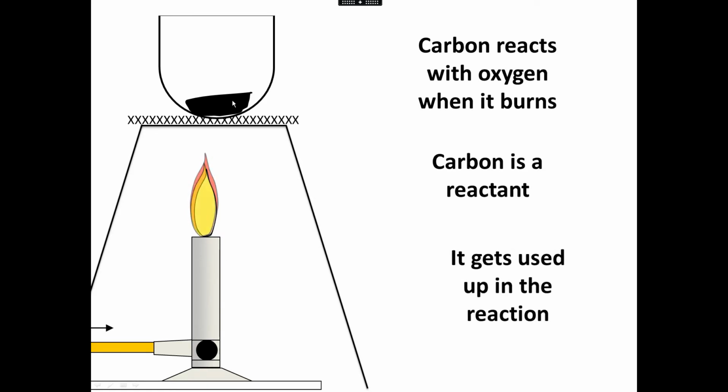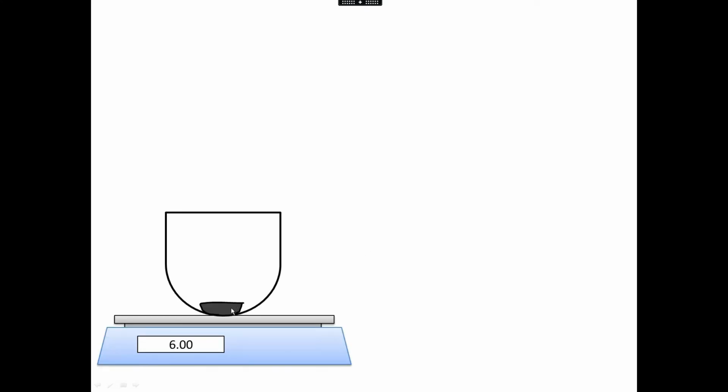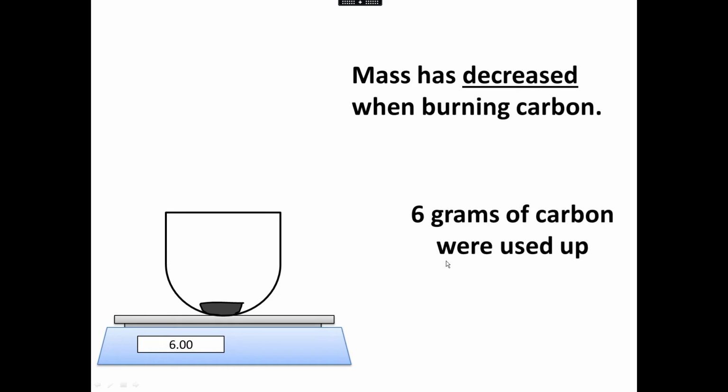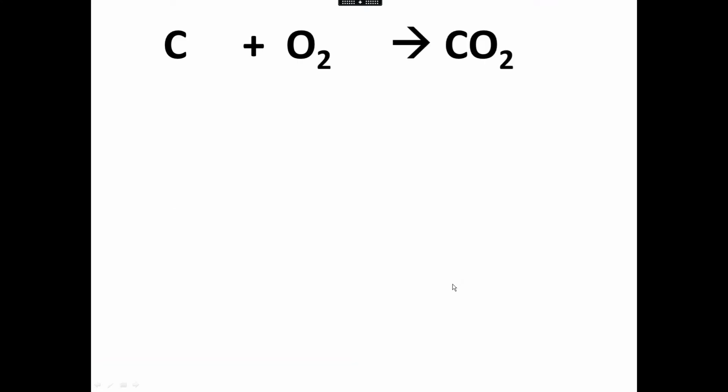Now, because carbon is getting used up, the mass of carbon is going to decrease. Let's measure it. It's gone down to 6 grams. So it started as 12 grams, it's gone down to 6 grams. That means that 6 grams of carbon were used up. Okay, now we can use this to work out how much carbon dioxide would get made.